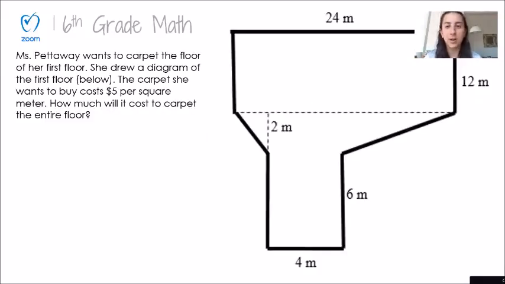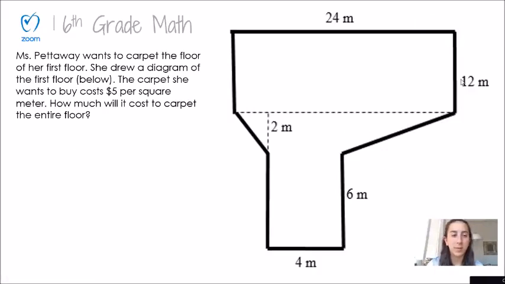Now let's solve a more complex word problem together. It says, Miss Petaway wants to carpet the floor of her first floor. She drew a diagram of the first floor below. The carpet she wants to buy costs $5 per square meter. How much will it cost to carpet the entire floor?